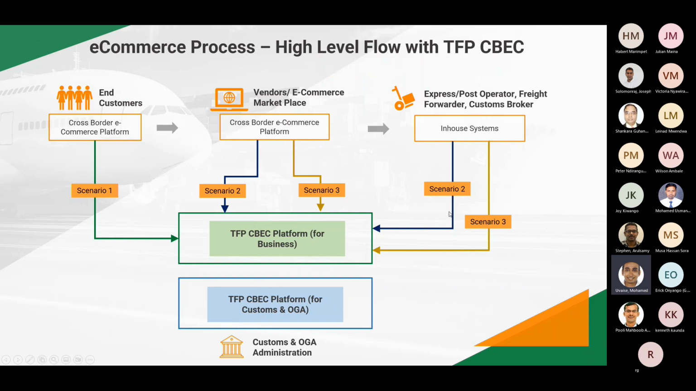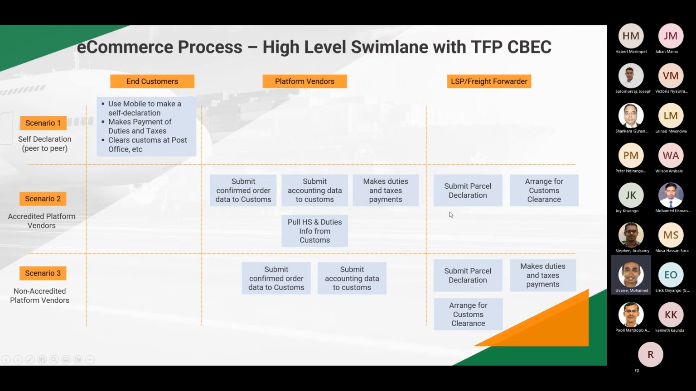So I have another slide that covers a different rendition of the earlier slide, maybe to map out the activities that are performed by the different stakeholders. In the first scenario, the customer could use a mobile application to make a self-declaration, or come to the website to do the declaration itself and make duties and taxes payments, as well as getting the goods cleared. Or it could be a scenario where end customers make the orders, but it's the platform vendors who actually take this on together with the LSPs.